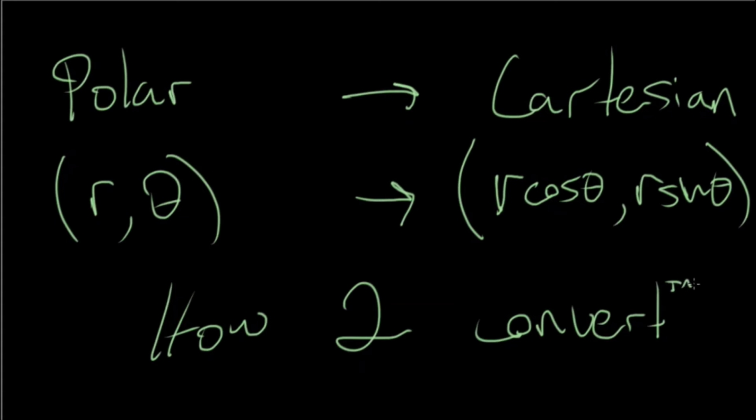So converting from Cartesian to polar, that's a little bit more thought intensive. Let's go ahead and do it. So example. Let's say I give you the coordinate (5, 12). I call this point A, (5, 12).